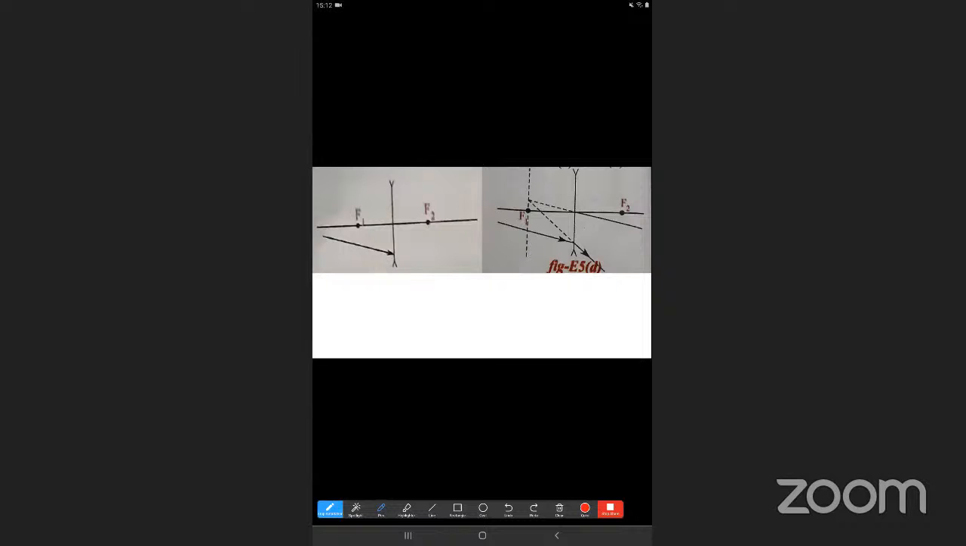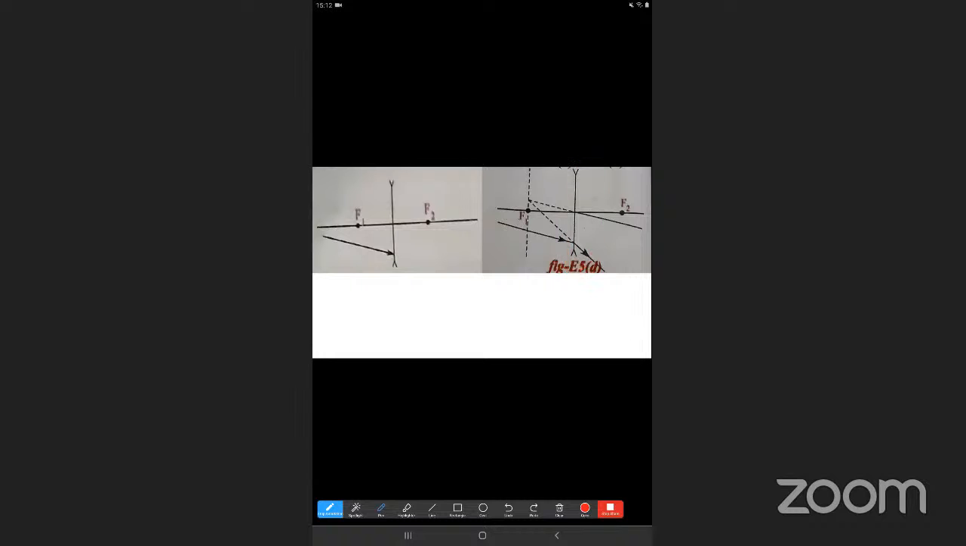So one more diagram is given, right? So here, given here is a concave lens. Before, a convex lens was given, now it is a concave lens. You can see this is a concave lens here.